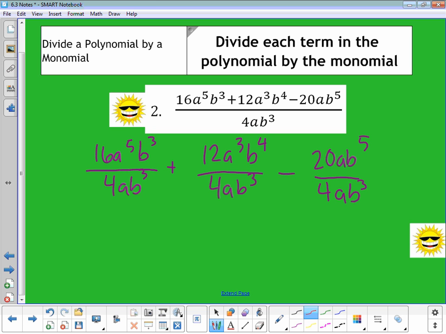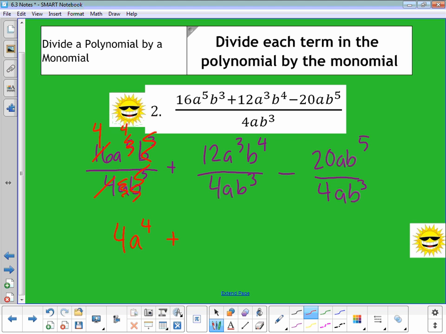And now again, I just want to simplify each one individually. So start with the first one on the left. 16 divided by 4 is 4. a^5 over a, that's going to cancel out, that's going to be a^4. b^3 over b^3 is going to cancel out. So I have 4a^4 there.